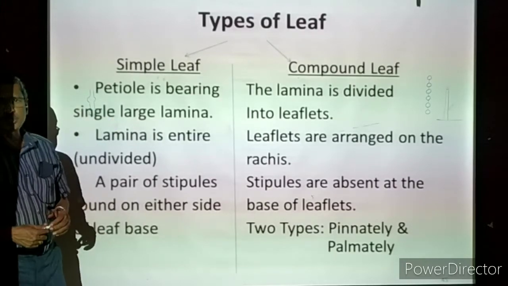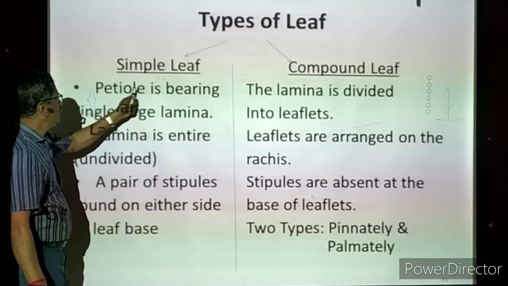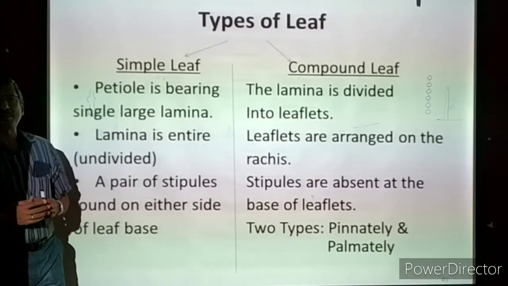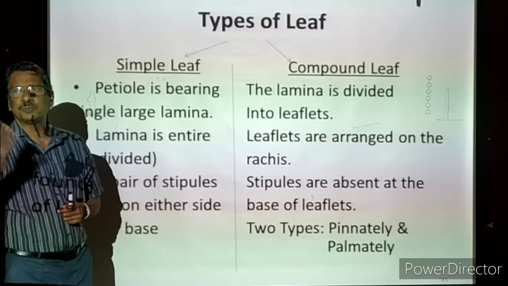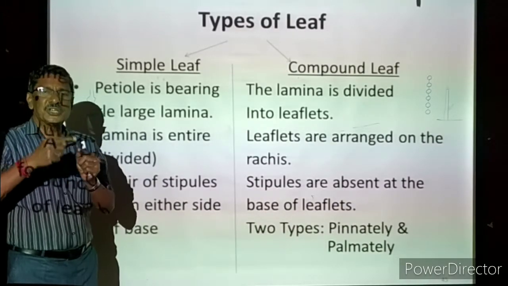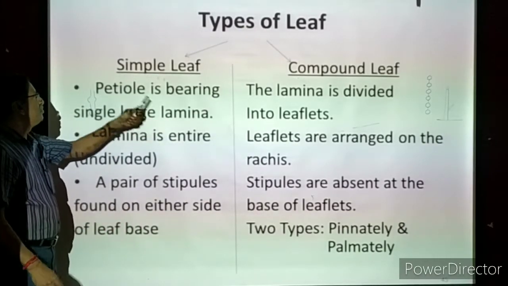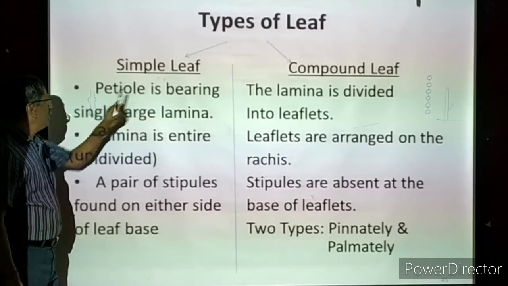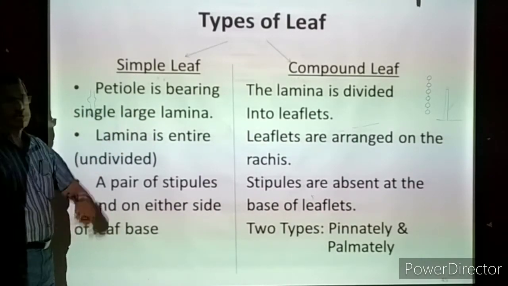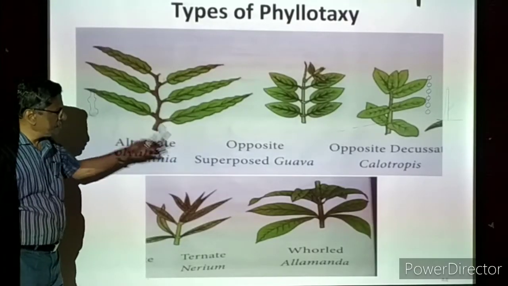You know the meaning of petiole? Petiole is the stalk of the leaf. The petiole is bearing a single large lamina, for example hibiscus. It is present in our campus, and a lot of plants are having this. One stalk will be there, bearing only a single green flattened structure. That is called a lamina. If the petiole is bearing only one single large lamina, then the leaf is said to be simple. For example, in this everything is a simple leaf only.